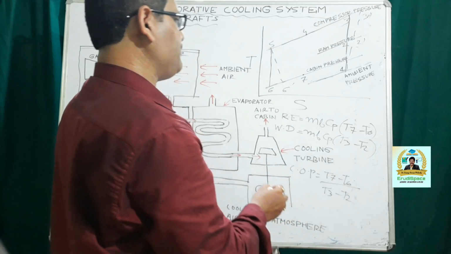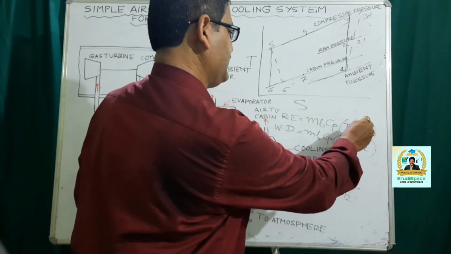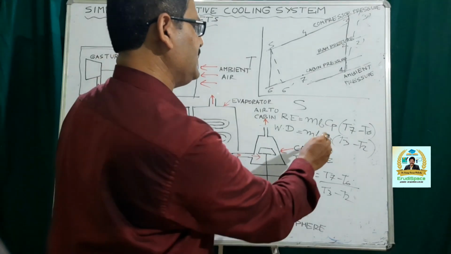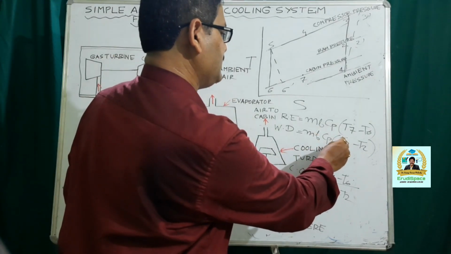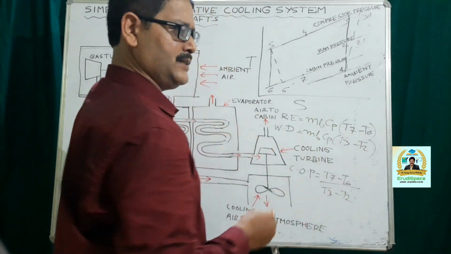So it will not be T6, rather it will be T6 dash. Similarly, it will be T3 dash, and this will be T2 dash.